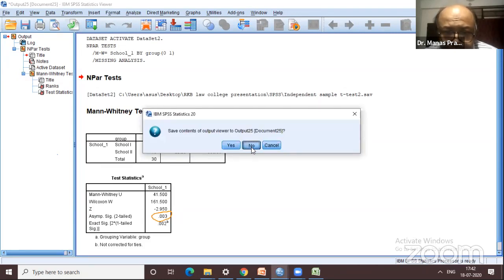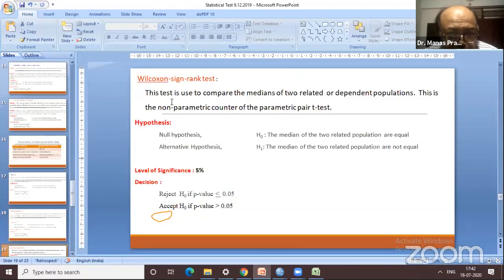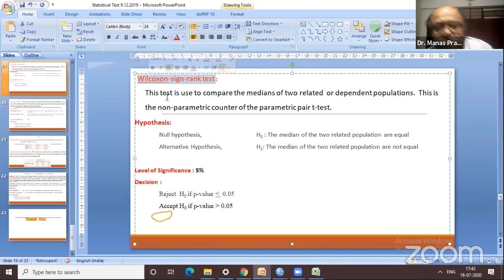Then the next test is the Wilcoxon signed-rank test. The Wilcoxon signed-rank test is the non-parametric counterpart of the paired t-test or dependent sample t-test, when we have two related samples. I have already explained what this is. Suppose we are taking the IQ level of students before training and after training. They are related. We are collecting the same information from the same person twice, but in a different situation, after some time. So in that case, if the data does not follow a normal distribution, you have to use the Wilcoxon signed-rank test. So the null hypothesis will be the same.